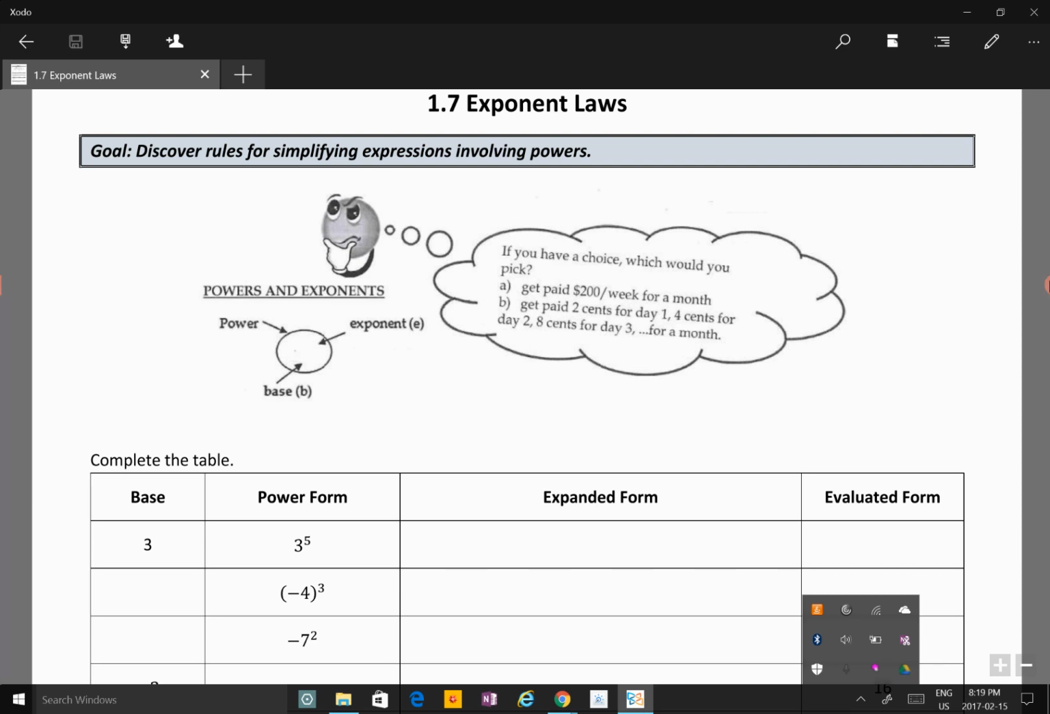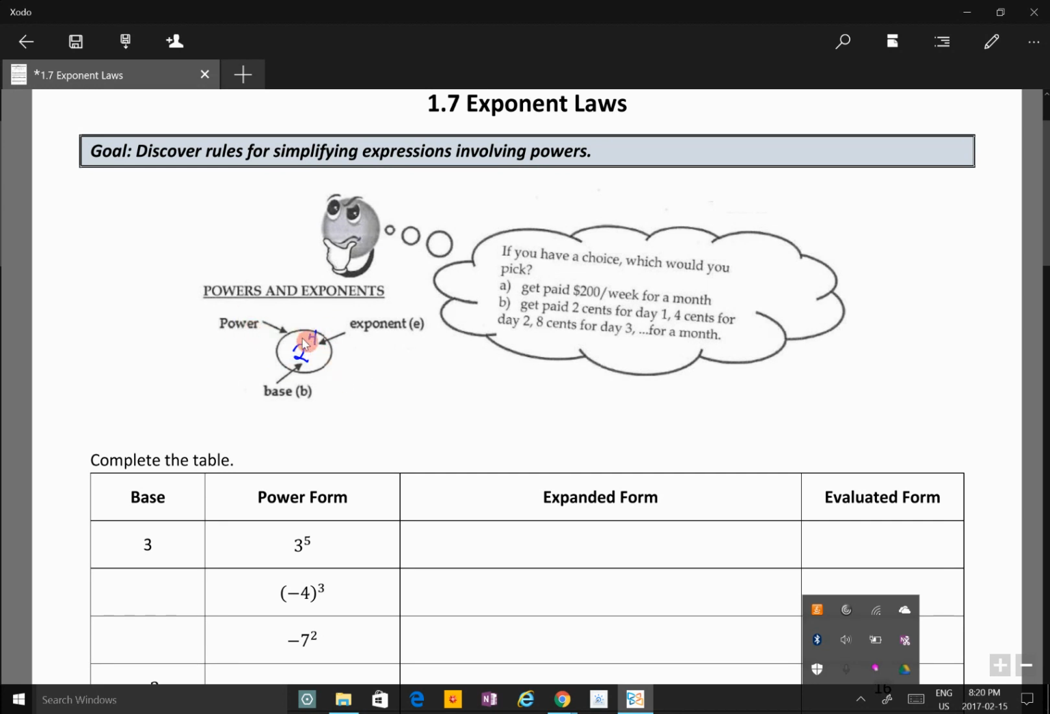1.7 Exponent laws. This lesson is about discovering rules for simplifying expressions involving powers. Okay, so let's look at what is a power? Well, a power looks something like this. It's going to have a base, so it's a number. Let's say it's 2. And it's going to have an exponent, and let's say this exponent is a 4. So the 2 here is the base, and the exponent is 4. And the entire term that you see here is called a power.